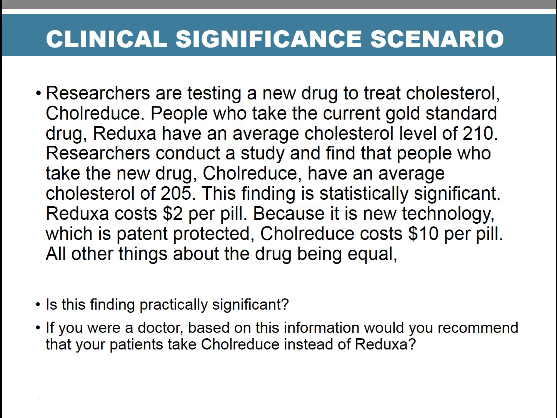If you have somebody that's paying out of pocket for their prescription, or their copay is based on the cost of the prescription, they might not be able to afford something that costs 5 times as much. So that might not be a practical solution for them. So based on this information, doctors probably are not going to change the way that they're treating patients, and this is probably not a practically significant finding, even though it is statistically significant.